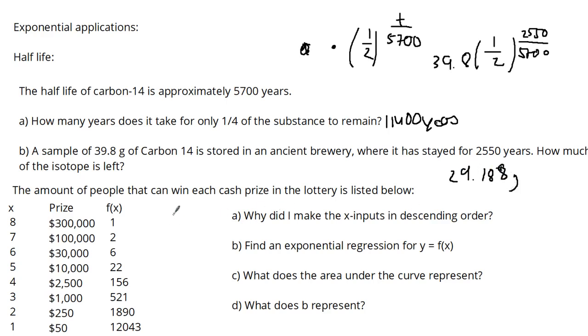So the number of people that can win each cash prize in the lottery is listed below. 8, 7, 6, 5, 4, 3, 2, 1, 2, 6, 2, 2. So first question is, why did I make the x inputs in descending order, not ascending order? Well, it's kind of obvious if you look at the function, but it's because the prizes get smaller and smaller, and the values get smaller and smaller.